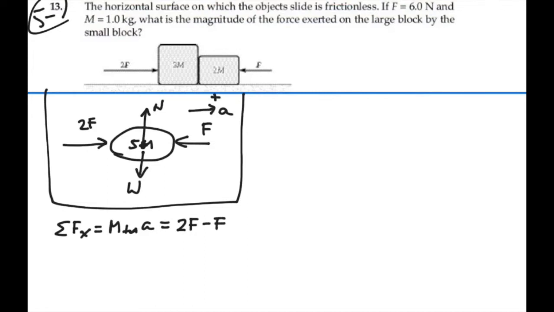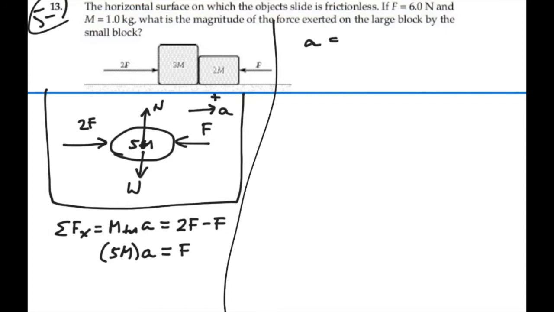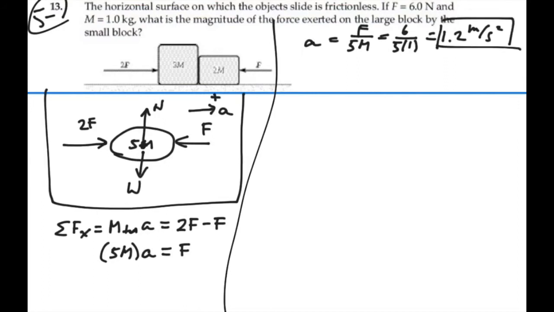Our total M is equal to 5M, 5 times the M as we have it, A, and that's going to equal 2F minus F, which is F. So in other words, A is going to equal F divided by 5M, which will be 6 newtons divided by 5 times 1 kilogram, which will be 1.2 meters per second squared. Alright, so that is our acceleration. That's the acceleration for all the blocks.